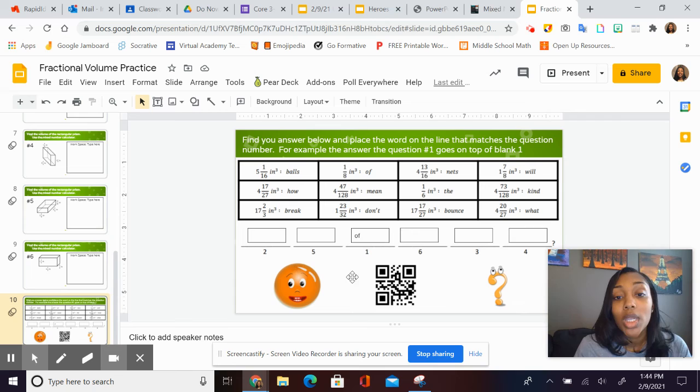Once you do all of them, you're going to get a riddle. Then when you get to the end, if you want to find the answer to the riddle, you can use the QR code, or you can guess the riddle yourself, or I will tell you the riddle in class on Thursday.